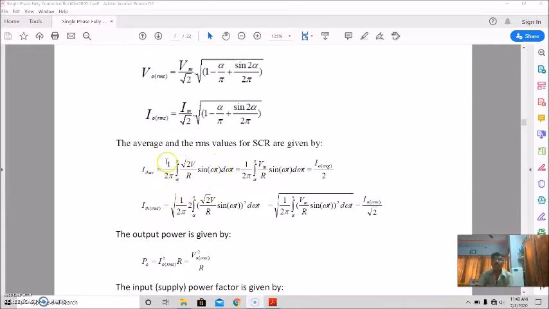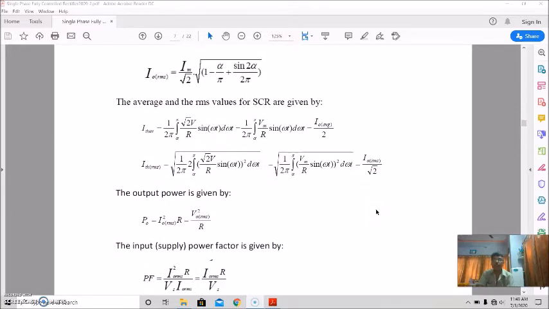The thyristor average voltage will be 1 by 2 pi, integral from alpha to pi of root 2 V sine omega t d omega t. After calculation it comes to IO average by 2, that is, half of the average output current. The RMS value of the thyristor current will be 1 by root 2 times the RMS value of the output current.